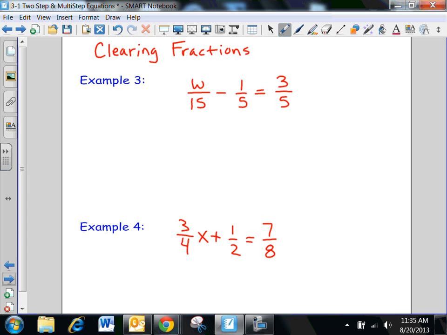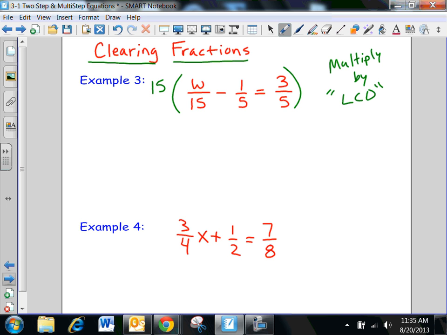Now this is very important. We're talking about clearing fractions. When we clear fractions, first of all, any problem that has fractions, we can clear them by multiplying by the least common denominator, the LCD. Okay? So for this problem, I'm going to multiply each term in the problem by 15. Okay, I'm going to multiply each term by 15, all 3 of them.